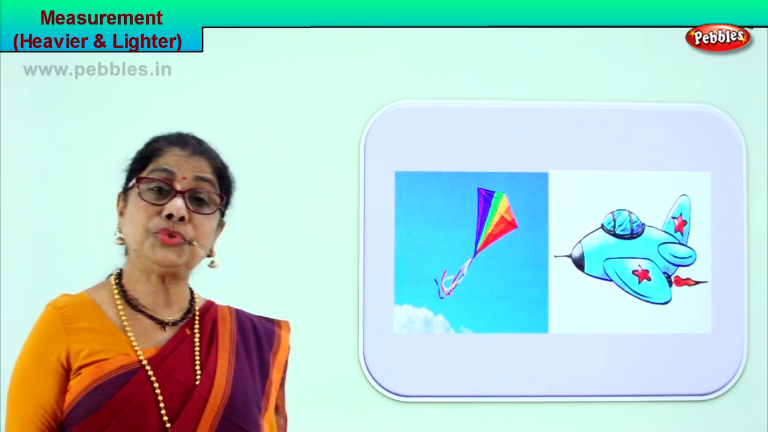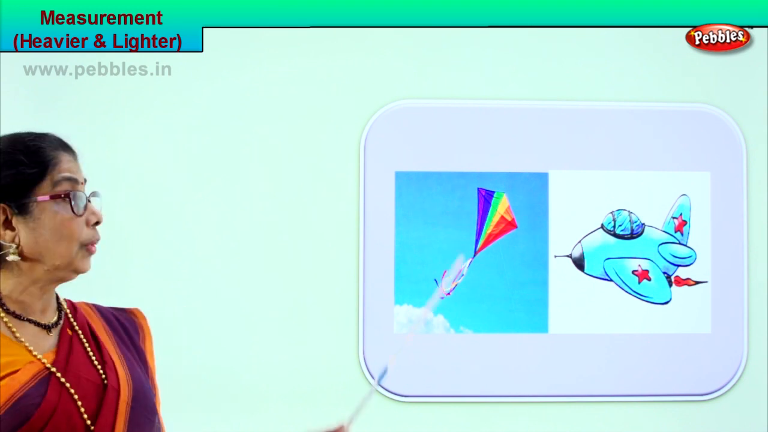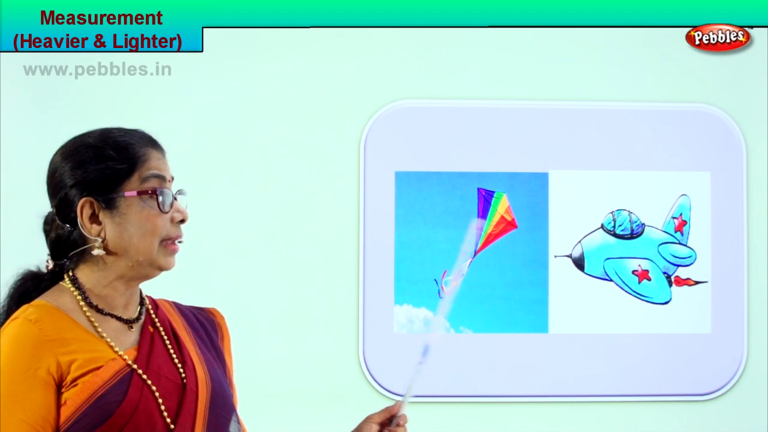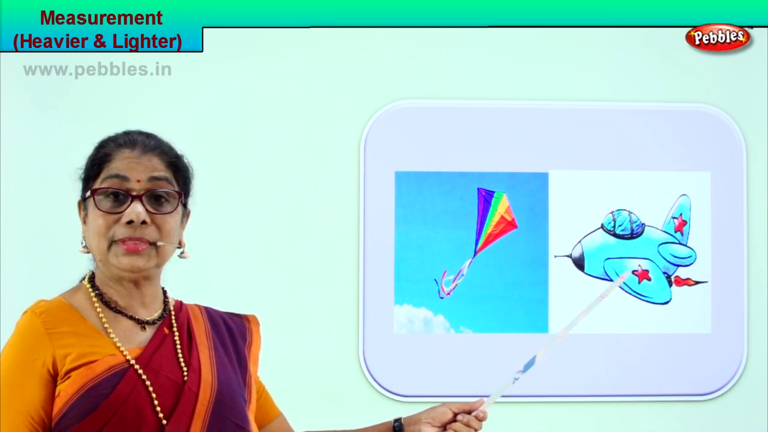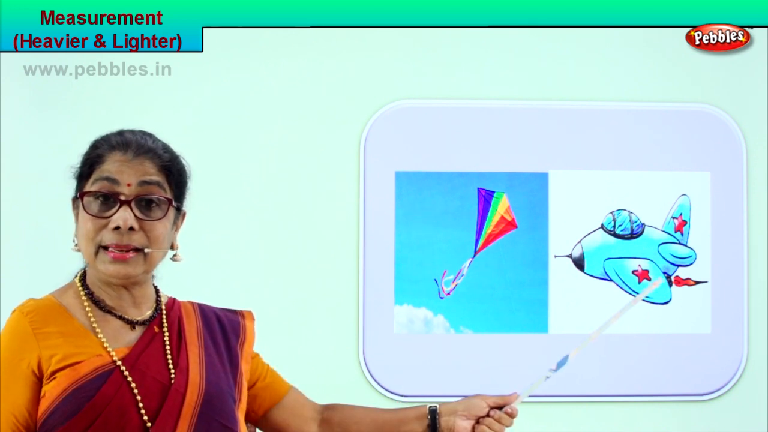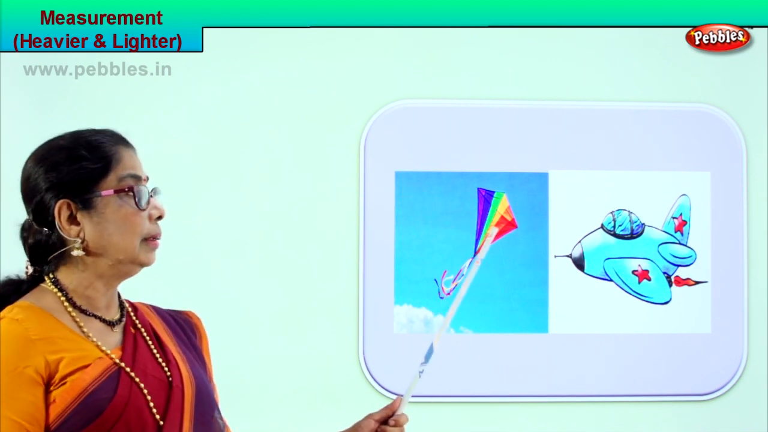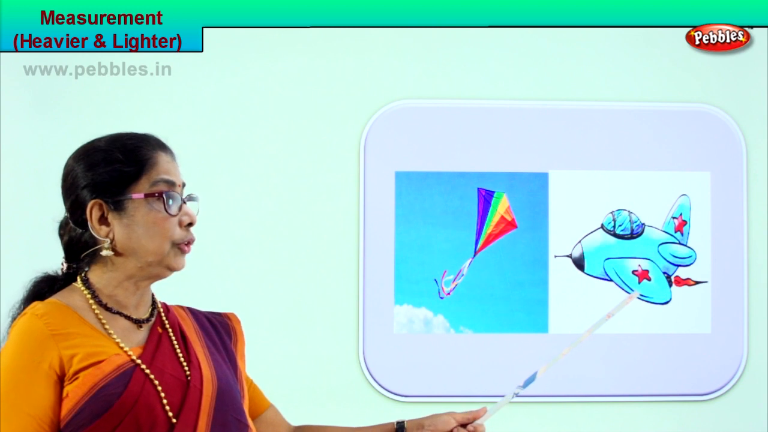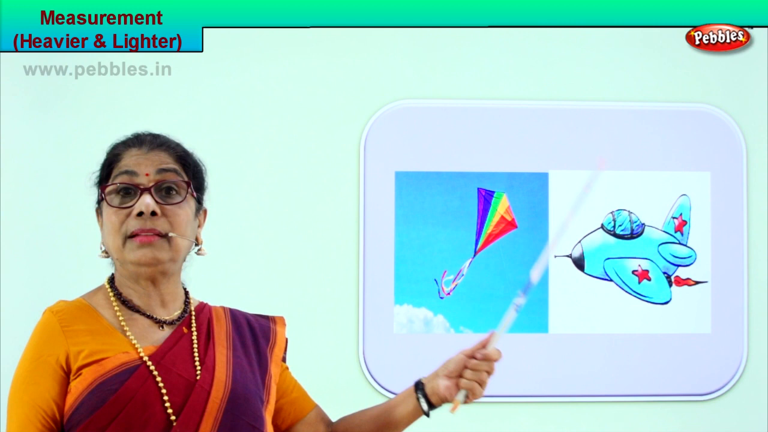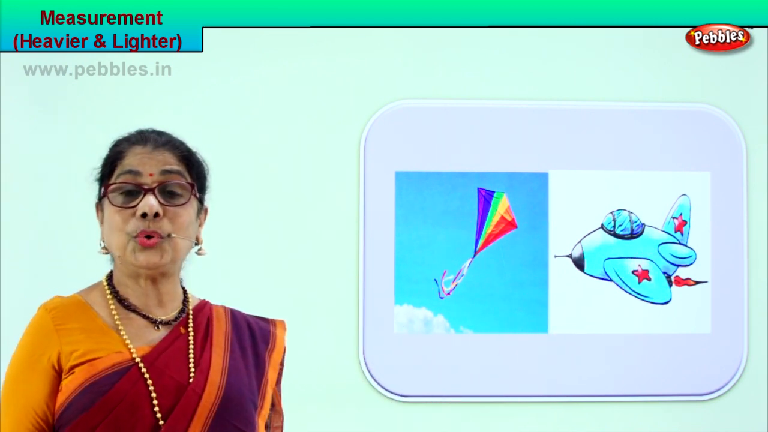Let's look at another picture. I'm sure now you understood the two measurements, heavier and lighter. You make your own kite, don't you? Yes. Now, you have a kite here, you have a jet plane here. The kite is lighter than the jet plane. The jet plane is heavier than the kite. Even if you have a toy aeroplane, even then the toy aeroplane is heavier than a kite. The kite is lighter than a toy aeroplane.